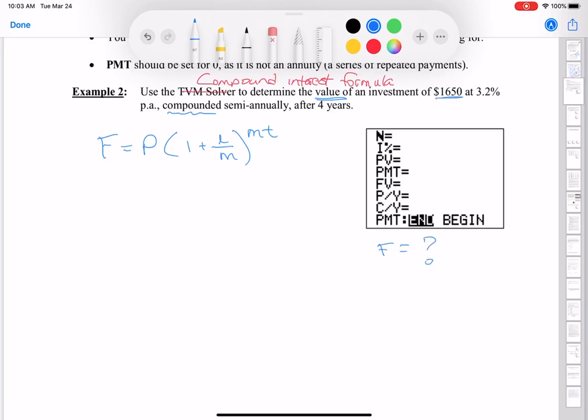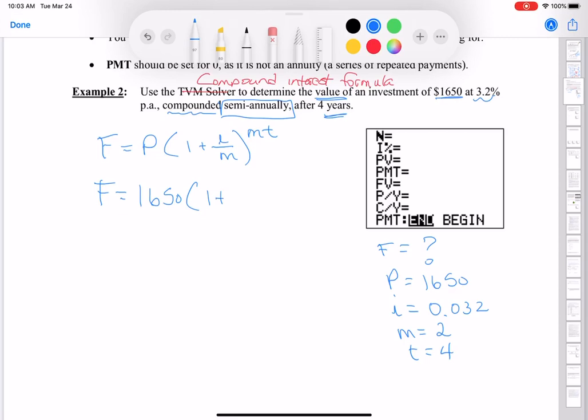We're starting off with $1650, so our present value is $1650. Our interest is 3.2%, so we know that i as a decimal is 0.032, and we are compounding semi-annually. Semi-annually means that it is happening twice a year, and our time duration is 4 years. All right, so now we can substitute into our formula. We know that P is $1650, i is 0.032, m is 2, and time is 4.